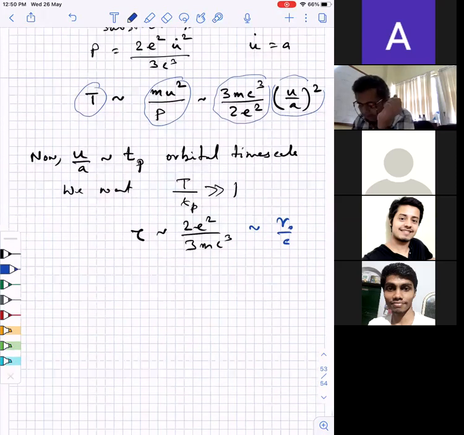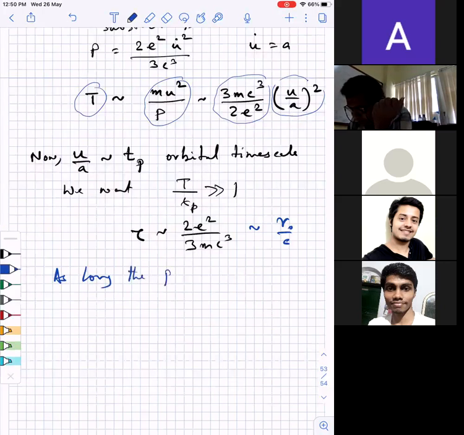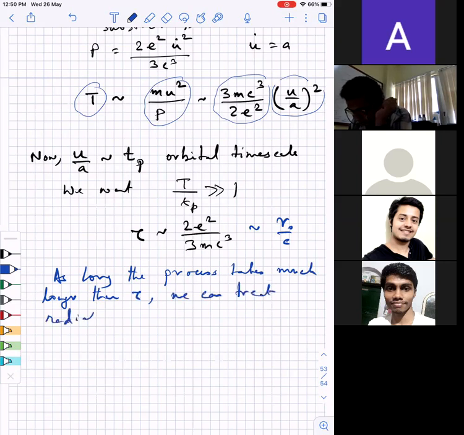So as long as the process takes much longer than tau, we can treat the radiation reaction perturbatively.